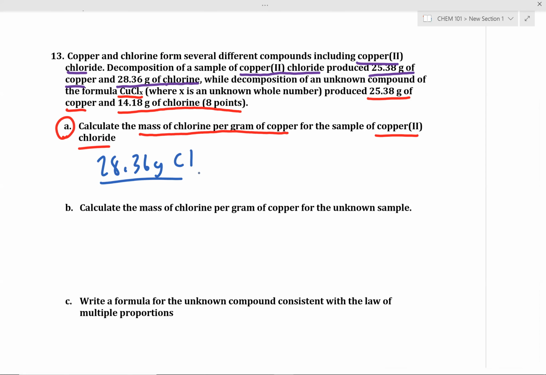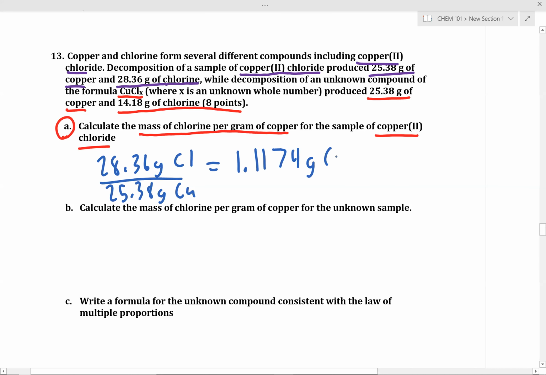Okay, and what mass of copper do we have? Yep, 25.38 grams of copper. So punching that into our calculator, that gives us 1.1174 grams of chlorine per gram of copper. We round to 4 sig figs. So is 4 greater than or less than 5? Less than. So that gives us 1.117 grams of chlorine per gram of copper.